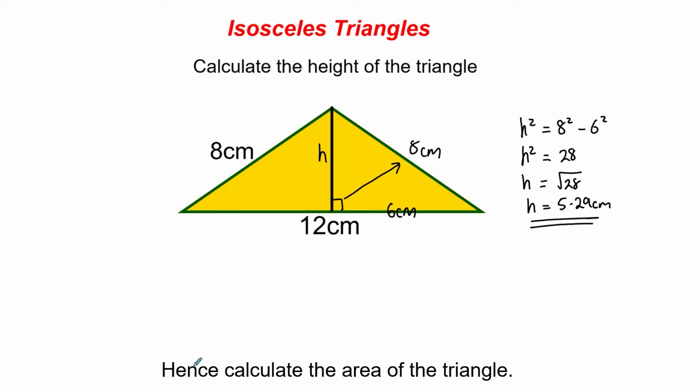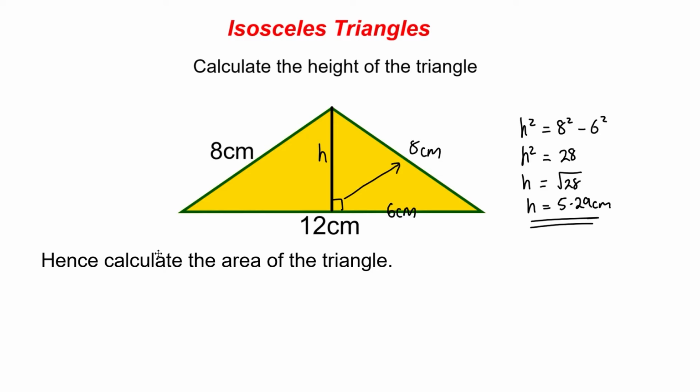Now, at the bottom it says, hence calculate. Hence just means using the answer you previously got. So hence calculate the area of the triangle. What it's wanting us to do is calculate the area inside this shape, so it's combining this with your area topic. And the area of a triangle is half times the length times the breadth, or maybe a half times base times height, depending on what formula you've used. Same thing. So it's half times the length of the triangle, which is 12, times the breadth.